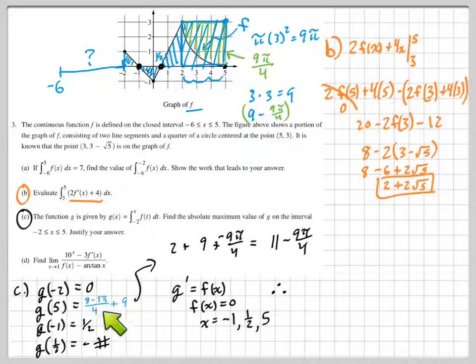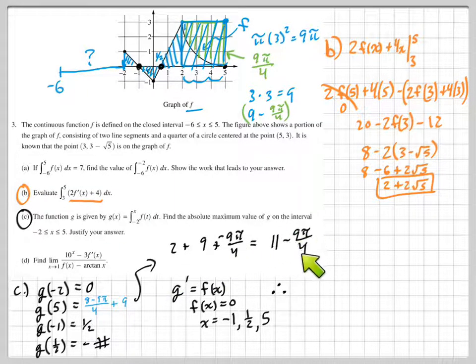I went 8 divided by 4, and I divided that by 4, and so I get 2 plus the 9. So 8 divided by 4 is 2. Now I'm going to add 9 to it, so I wrote that. And then I have negative 9 pi over 4, so I have that right there. This simplifies to 11 minus 9 pi over 4.